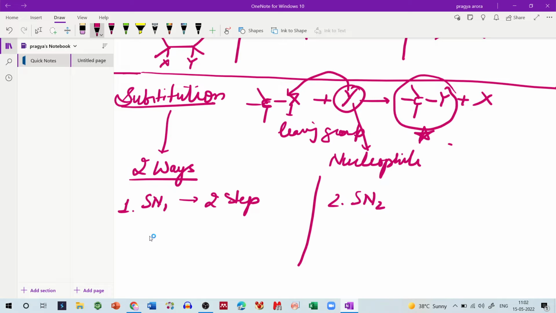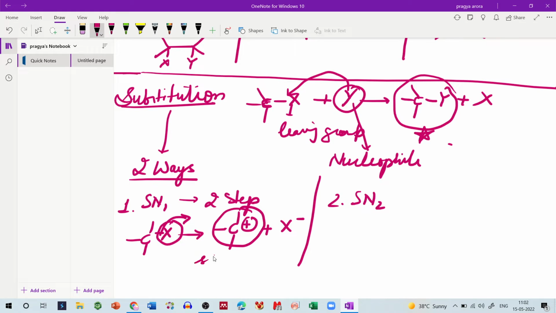The first step involves the formation of a carbocation. So you have this alkyl halide. In the first step, the X group will be released. Since the X group is released, there is generation of this positive carbocation, and the release of the X group generates an X minus ion. Depending upon the stability of this carbocation, the movement of these bonds may occur. So the goal is to make a stable carbocation, which will favor this reaction mechanism.